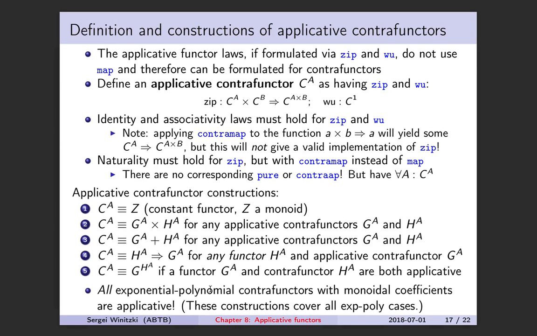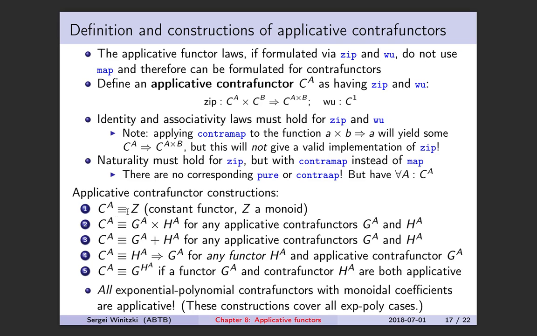I then go on to consider contrafunctors. Contrafunctors are defined as functors, type constructors that have contramap with the contracomposition law. Applicative contrafunctors are defined by using the zip and wrapped unit methods, and this allows us to define applicative contrafunctors in exactly the same way with exactly the same laws as applicative functors. I comment on the differences between applicative functors and contrafunctors, namely they don't have any analog of app, and they also don't have a good analog of pure.